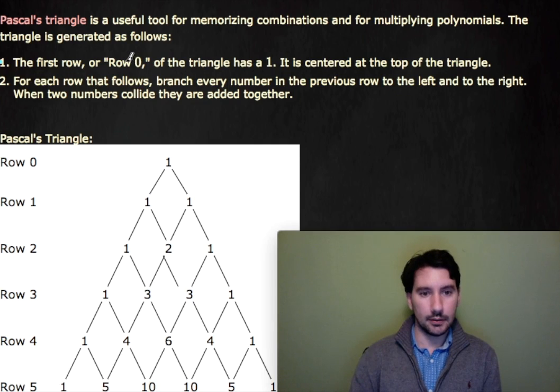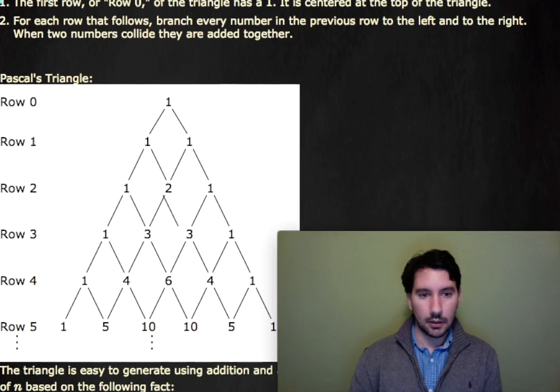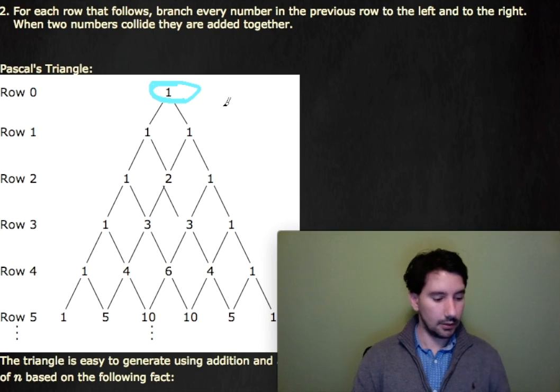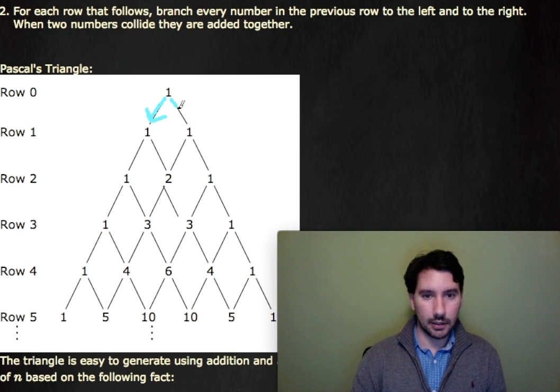Although, just to see them real fast, row 0 has a 1 in the triangle, and then for each row that follows, the row is going to branch to the right and the left, and whenever two numbers collide, they're added together. So let's see what this looks like. Row 0 starts with a 1, as it says. Then, to get row 1, you take row 0 and branch it. So it goes to the right, it goes to the left. So there's two 1s in row 1.